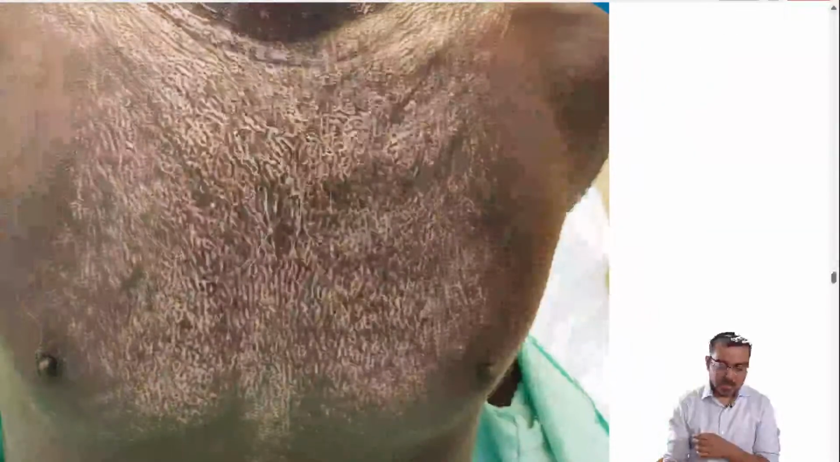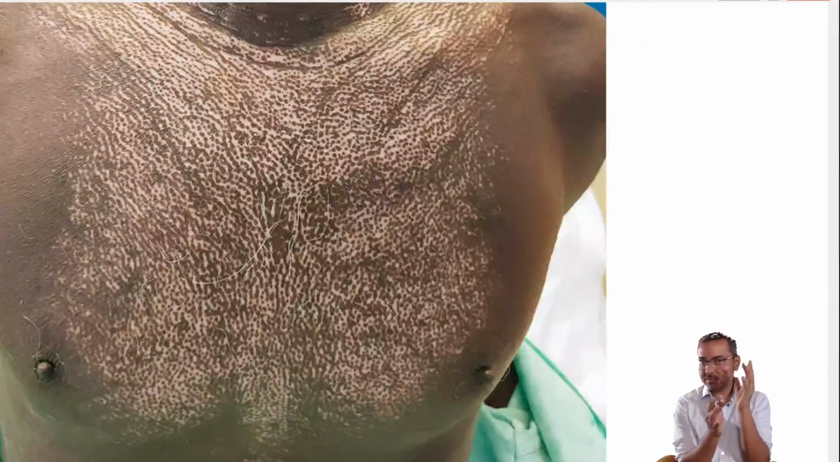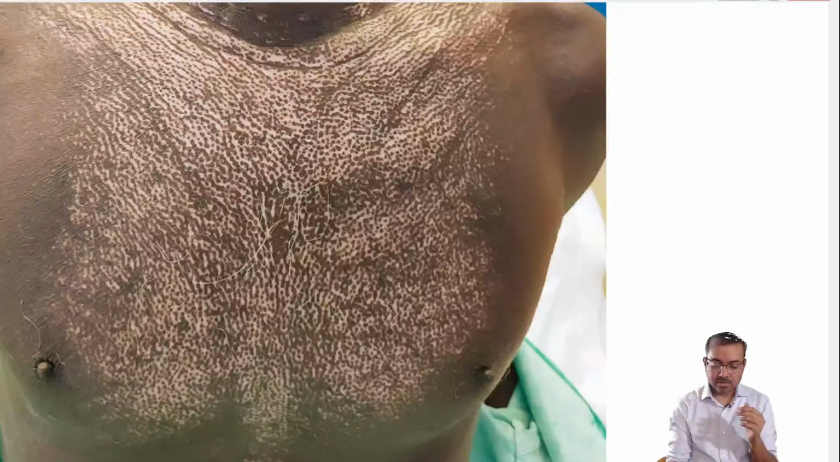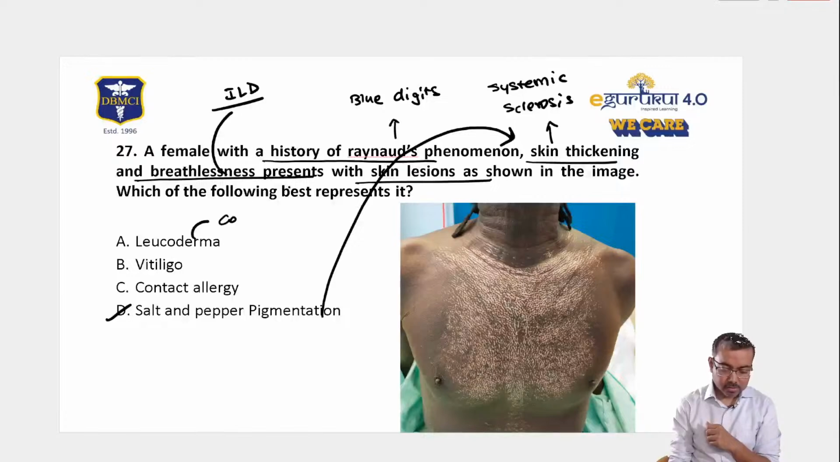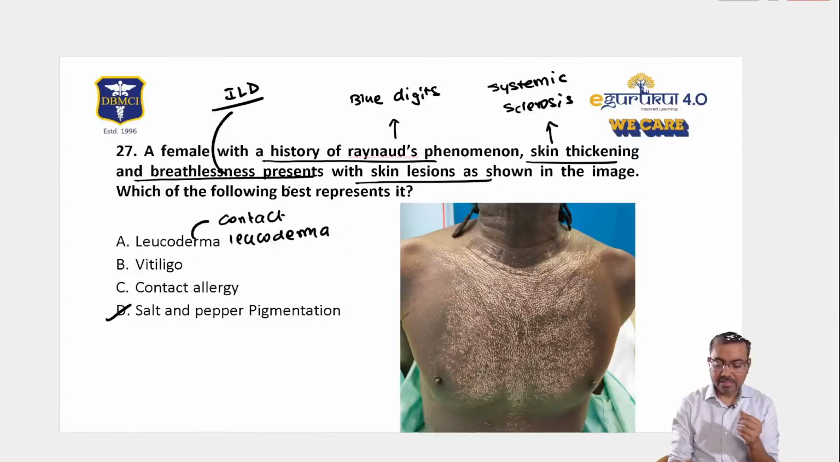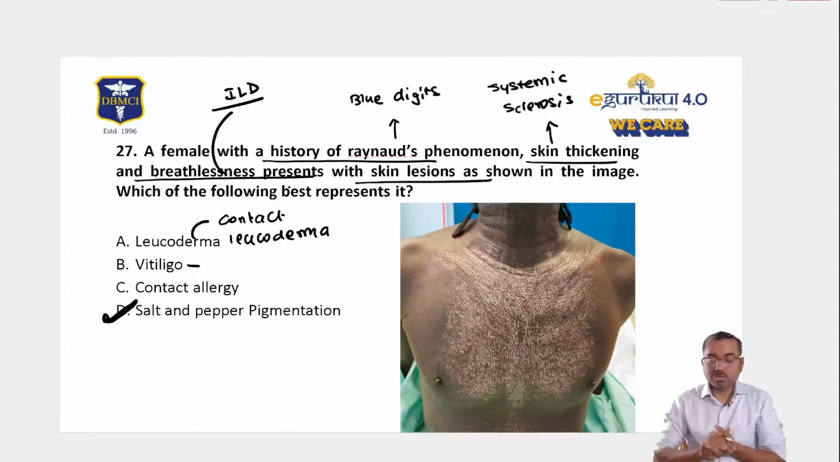Now, let me zoom in on the skin lesion. Can you see alternating areas of dark and white? This dark and white is called salt and pepper, which is a sign of systemic sclerosis. Contact leukoderma would not look like this; it would be like a bindi, or a slipper with PPD, or hair dyes with PPD, in a pattern. Vitiligo is not going to be regularly alternating white and brown. Contact allergy is not possible because there's no itching mentioned. So this is called salt and pepper, a unique feature of systemic sclerosis.